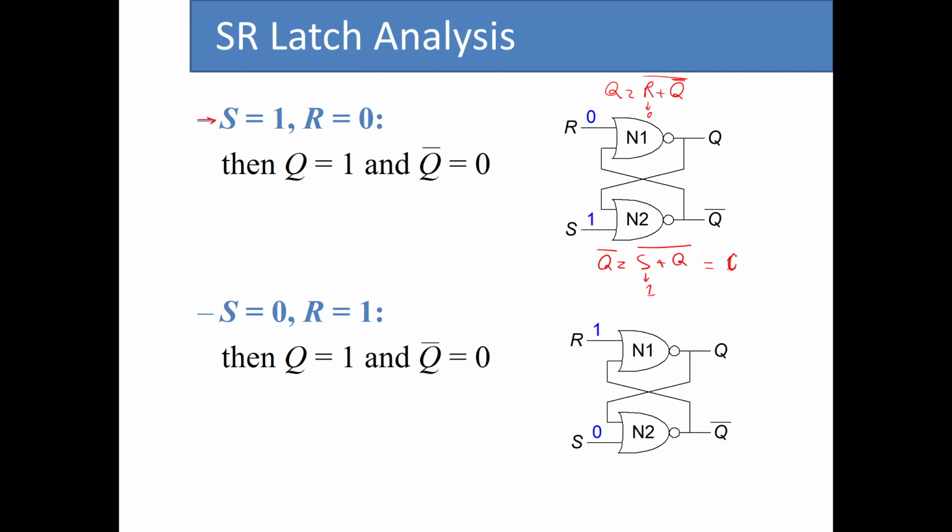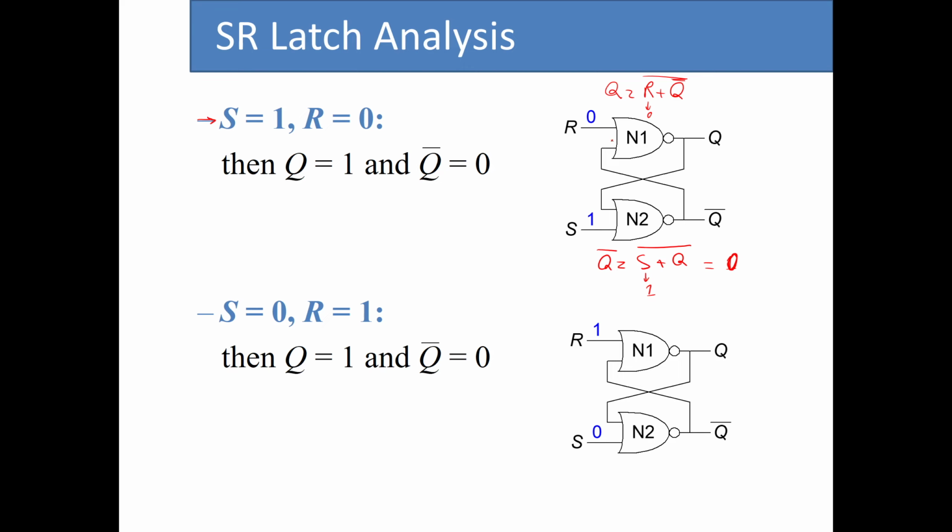Sorry, it's going to be always 0. Because we have 1 OR a value, which is 1, and its complement becomes 0. So let me just repeat. For N1, since we have one of the inputs to be 0, the output basically depends on the other input, here Q bar. For N2, since we have one of its inputs to be 1, its output is always 0. So it doesn't depend on the value of the other input.